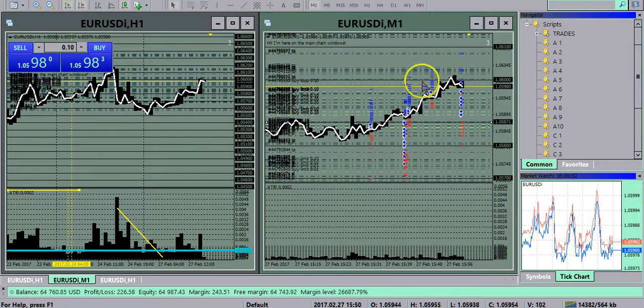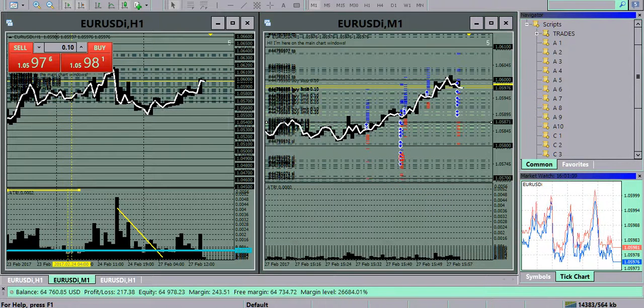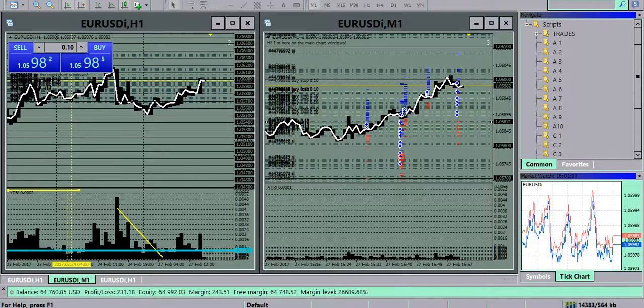But here we are, back to the good old round number. Go figure, like 106, right? Who could see that coming? I can't. We went above 106 on Friday. Okay, so here we go.